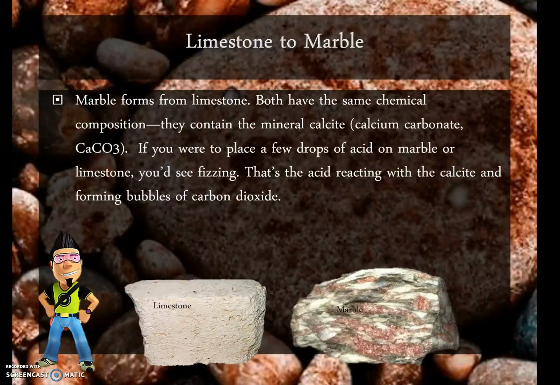Another example of a sedimentary rock turning into a metamorphic rock is limestone turning into marble. Both have the same chemical composition, containing the mineral calcite, calcium carbonate. If you were to place a few drops of acid on marble or limestone, you'd see fizzing. That's because they're both made of the same chemical compound. But limestone, once placed under great heat and pressure, turns into marble.